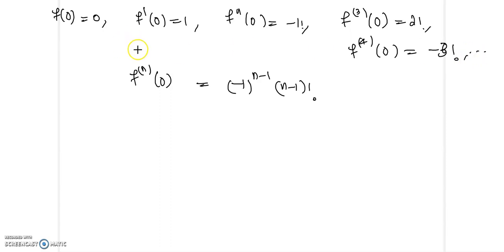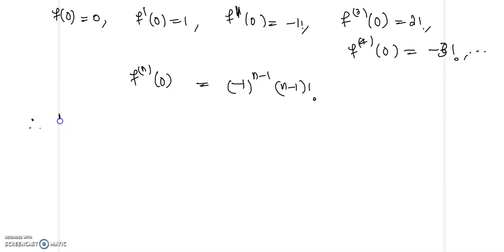So these are the values of your derivatives. f(0) is 0. f dash of 0 is 1. f double dash of 0 is minus 1 factorial. f triple dash at 0 is 2 factorial. f fourth derivative at 0 is minus 3 factorial. And in general, f^(n) at 0 will be (minus 1) raised to n minus 1 into (n minus 1) factorial.